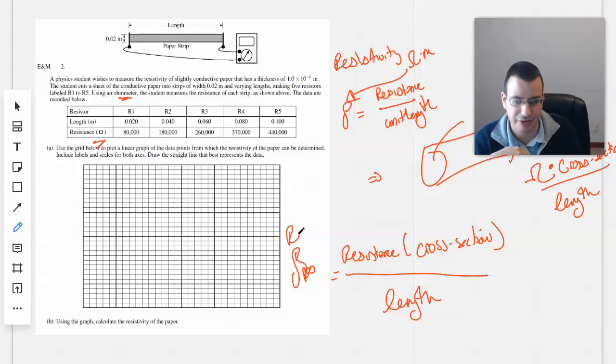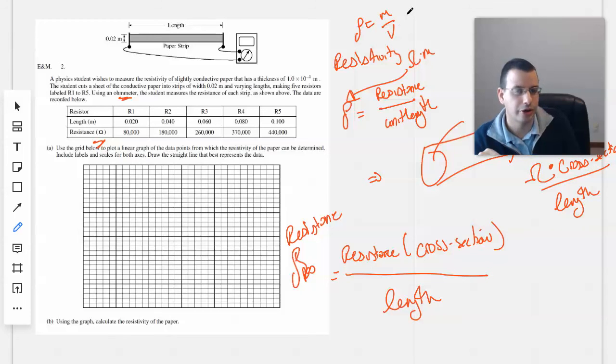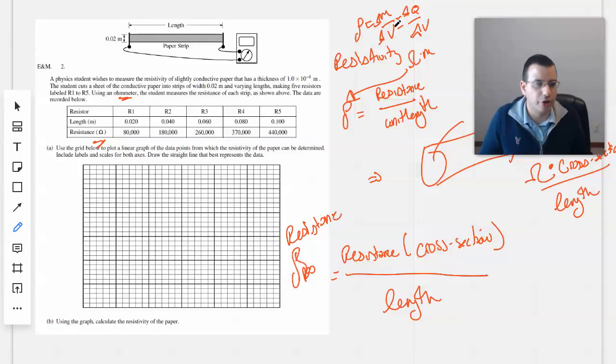I'm just going to write resistivity because I hate using rho. When I think of rho, I think of density. So rho is mass over volume, or a small amount of mass for a small amount of volume, or a small amount of charge for a small amount of volume. I like things with rho to deal with volume.